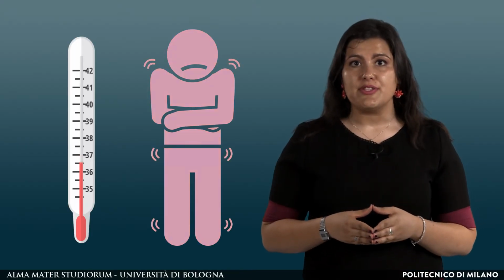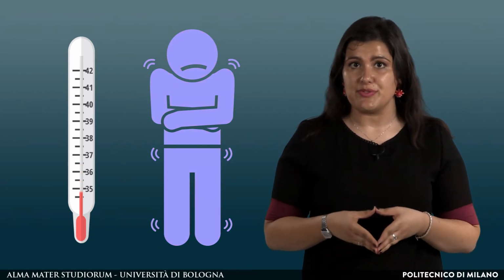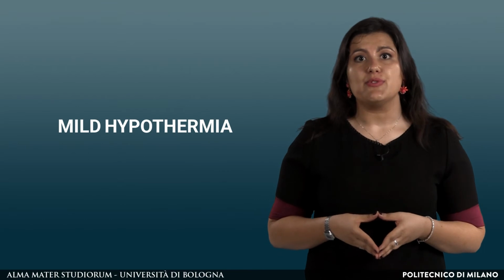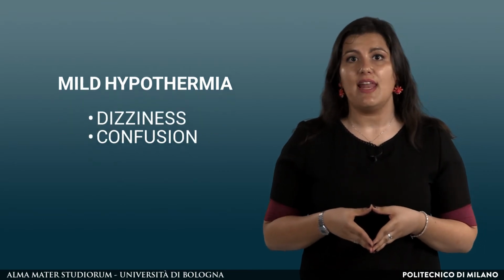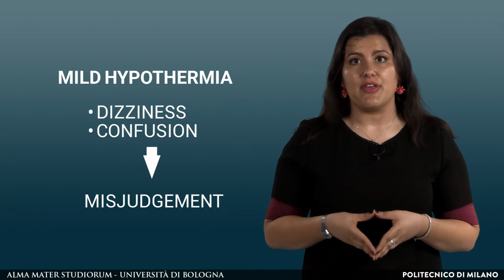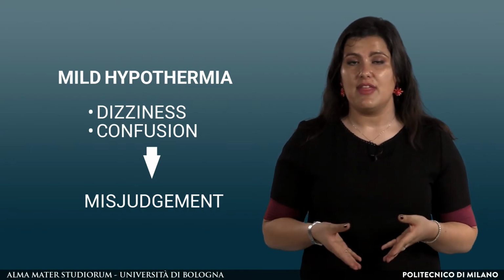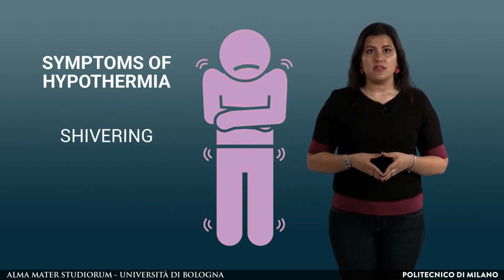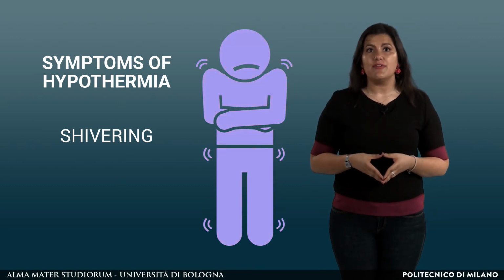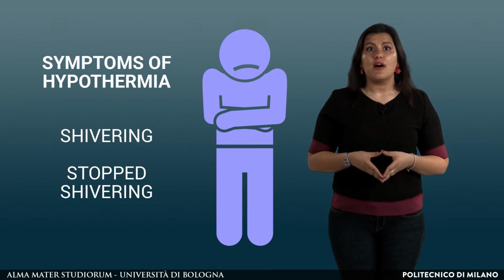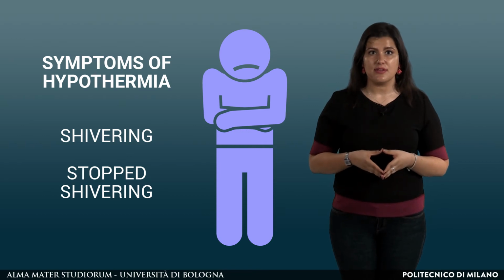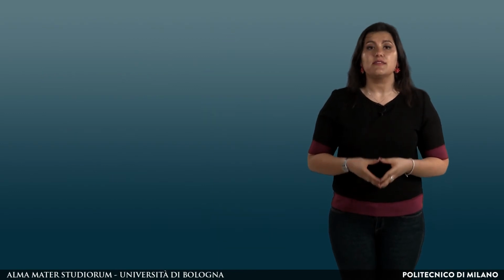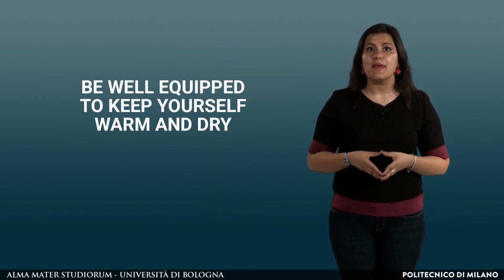Hypothermia happens when your body temperature drops below 35 degrees Celsius. Mild hypothermia can cause you to feel dizziness or confusion, and this can lead to misjudgment, make you think everything is right, and cause you to make mistakes, even deadly ones. Shivering is an early symptom of hypothermia, but if you keep losing heat, shivering may stop. Your skin color can turn blue, and your pulse and breathing can progressively slow down until you pass out. This is important, especially if you want to join adventure activities. It is crucial to be well equipped to keep yourself warm and dry.